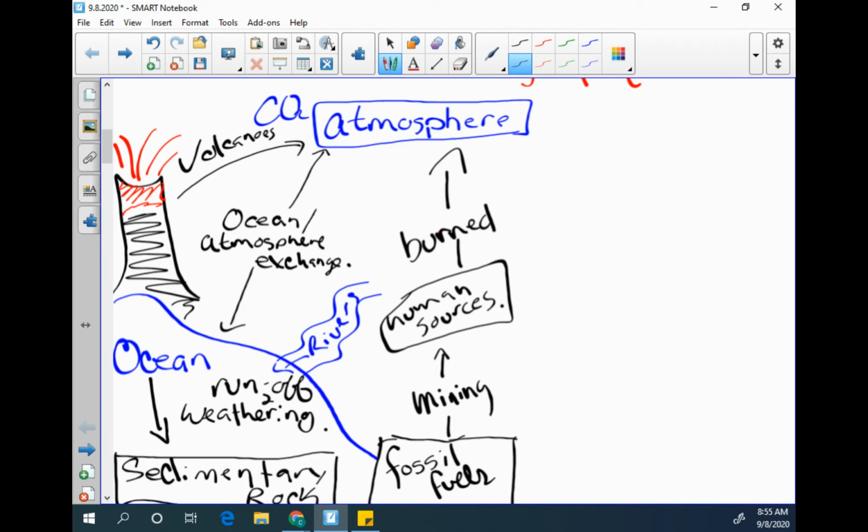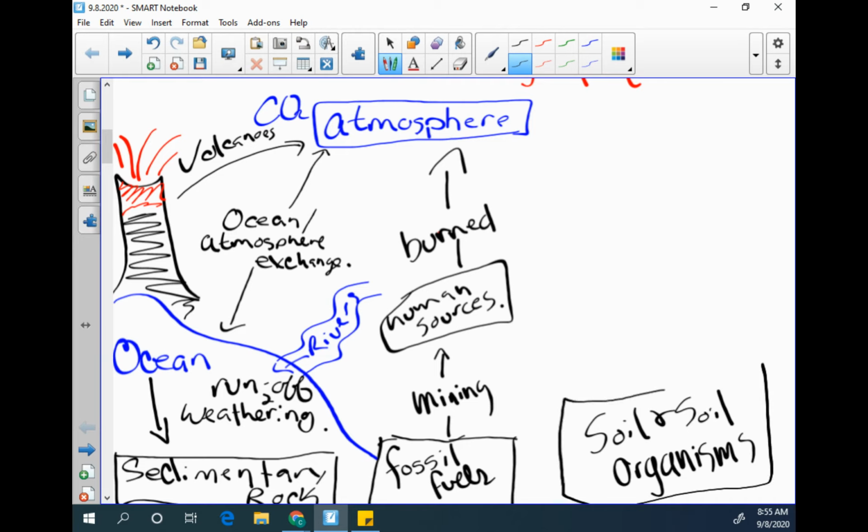One more kind of dirt level thing, and that is soil and soil organisms. So dirt, soil, and all of the little bacteria that live in the dirt and soil can store carbon, and they get that carbon through decomposition.